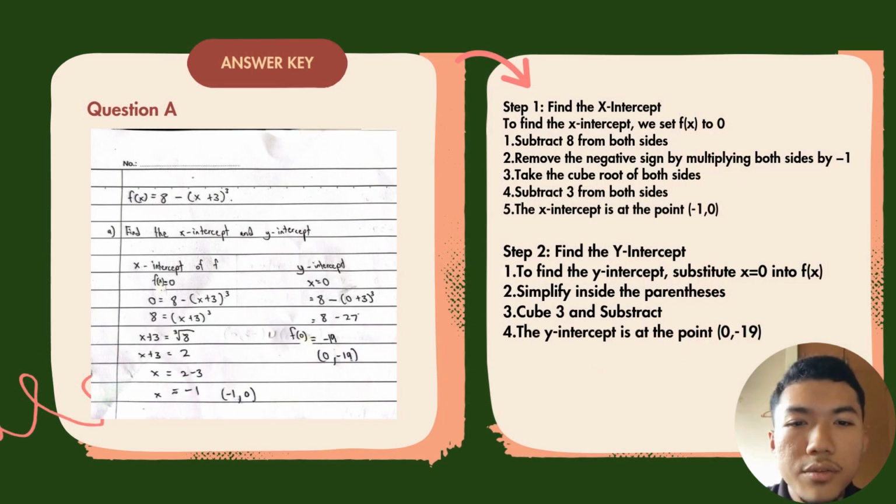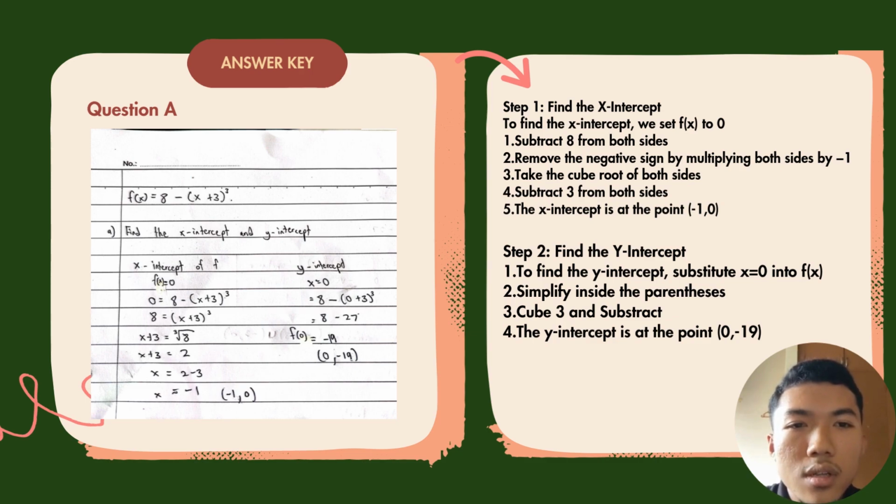Question A is find the x-intercept and y-intercept. Step 1. Find the x-intercept. To find the x-intercept, we set f(x) to 0. First, subtract 8 from both sides. Second, remove the negative sign by multiplying both sides by negative 1. Third, take the cube root of both sides. Next, subtract 3 from both sides. Last, the x-intercept is at the point (-1, 0).